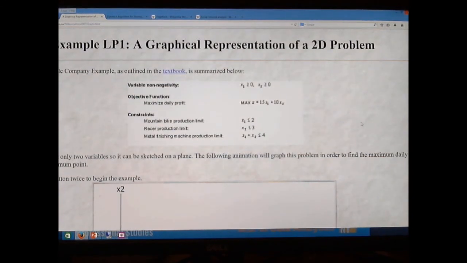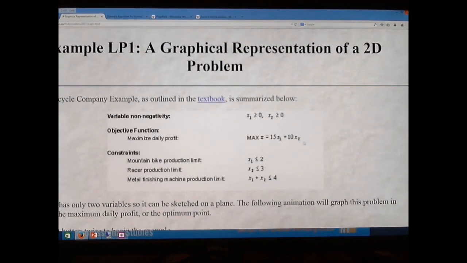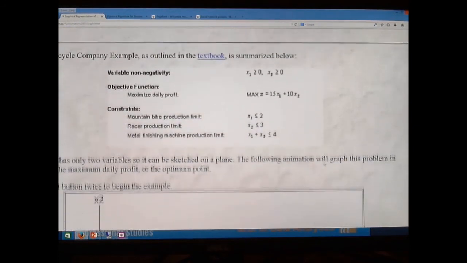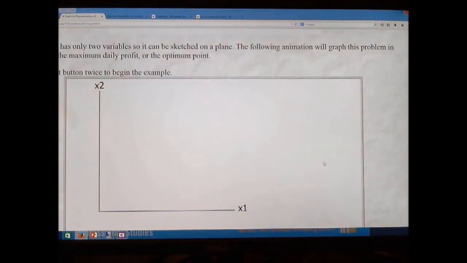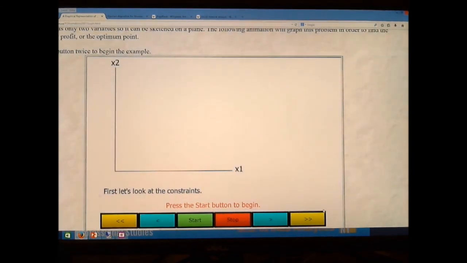Okay, the second example that we see here is a graphical representation of a 2D problem. If we look at this particular equation, maximize 15x1 plus 10x2 with some constraints. The constraints are x1 is less than or equal to 2, x2 is less than or equal to 3, and the sum of them cannot exceed 4. And both of them have to be positive. So let's see graphically how it looks if we want to solve this problem.